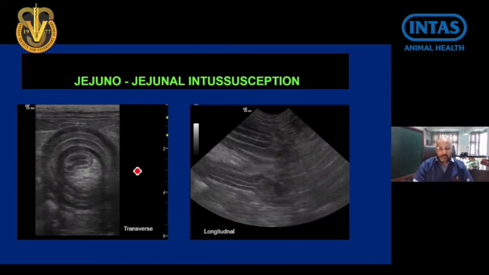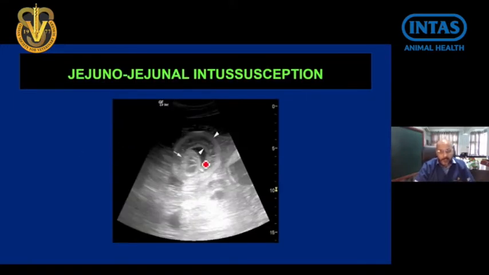Now this is a very good picture of the foal. This is jejunal intussusception. You always call it a bullseye appearance or a target lesion. You can see this is the longitudinal view, and this is the transverse view. You can see the inflammatory fluid here. You can see a thickened wall here. You can see the wall is having edema over here.